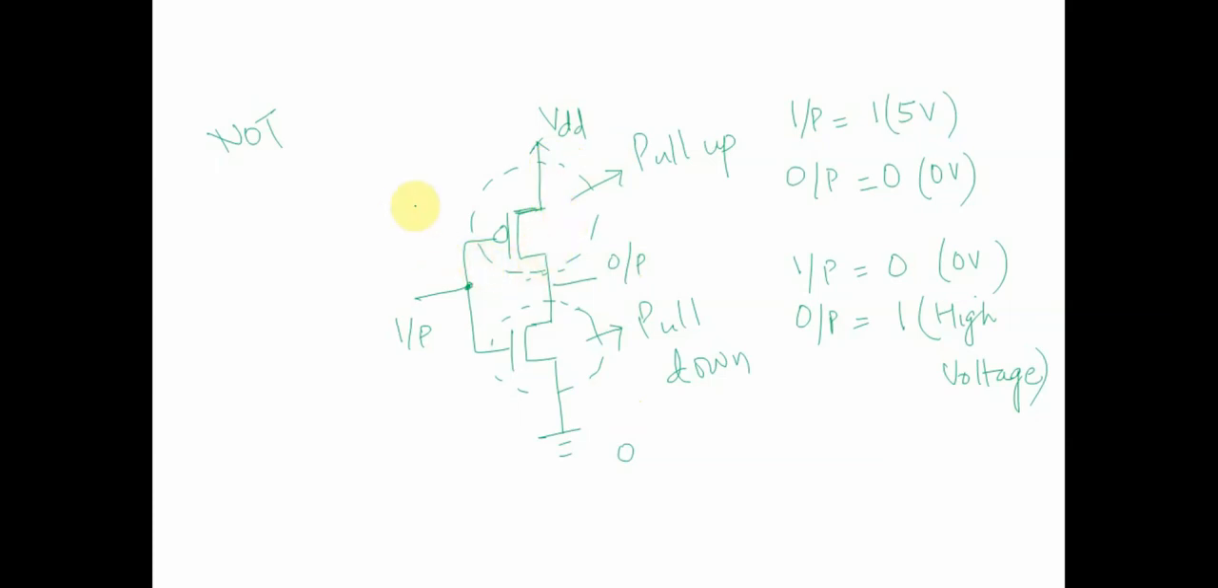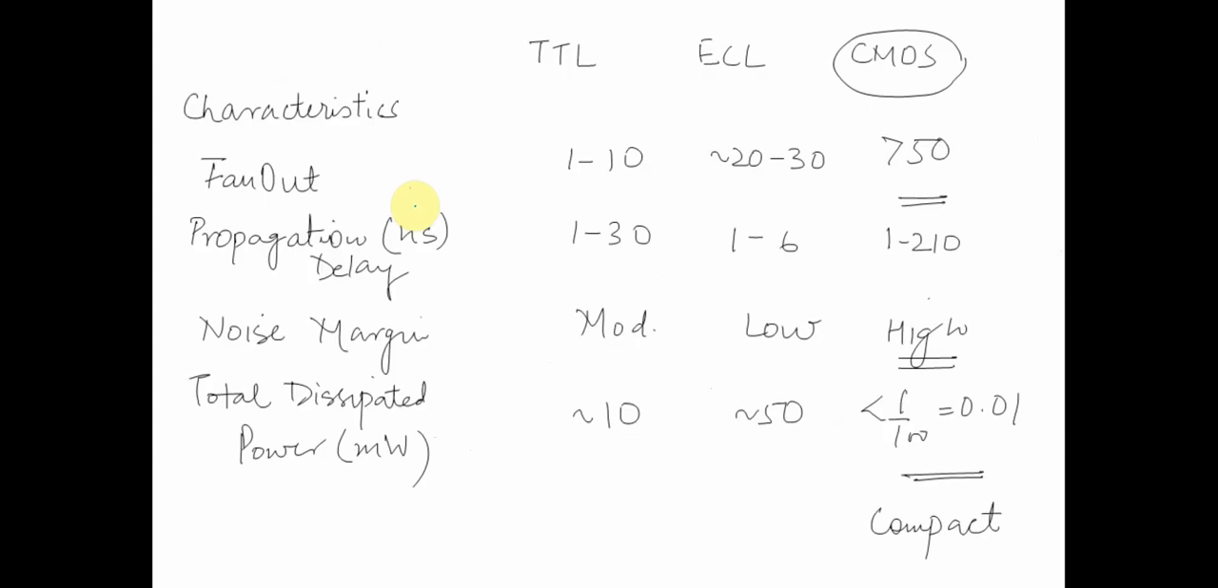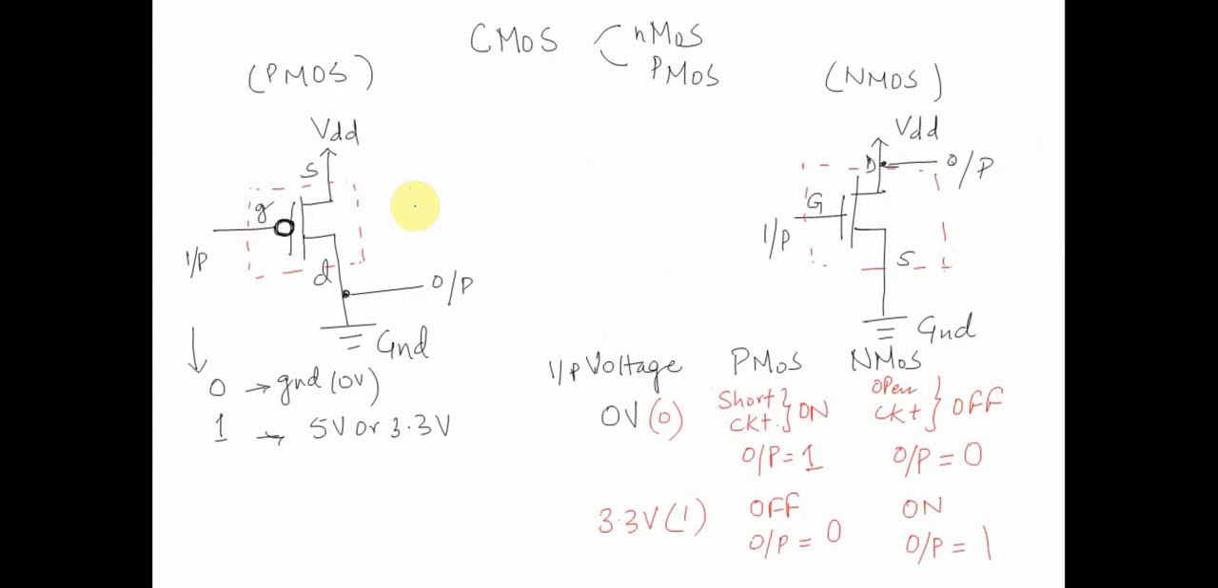I hope this lecture was clear. Just to recall, to begin with, we spoke about different kinds of IC logic families. We reviewed RTL and DTL being obsolete now, BJT being highly used and being a bipolar technology, and MOSFETs being unipolar devices. Similarly, we compared different families using different characteristics, and we said CMOS is most widely used because of its advantages in terms of total dissipated power, noise margin, fan out, and being compact.